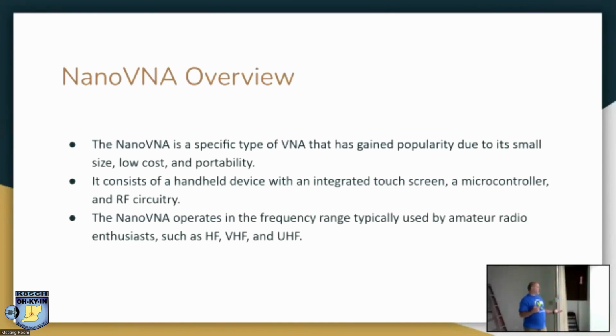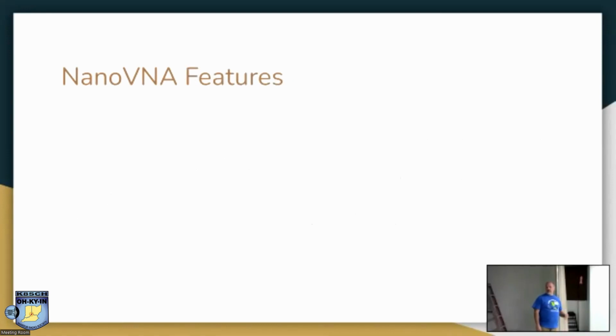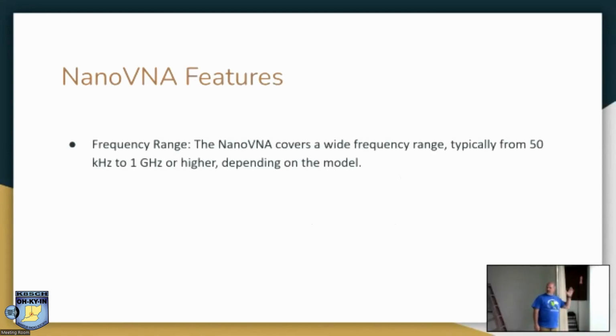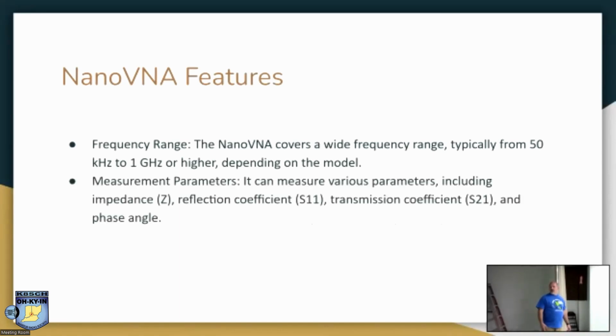Depending on the model, it'll go down to 10 kilohertz, it'll go up to 5 gigahertz, and all frequencies in between. So the features are frequency range. Mine is 10 kilohertz, I found out, and it goes up to 3. Depending on your model, you can get different versions that will have a different frequency range. Your measurement parameters: it can measure various parameters, including impedance, reflection coefficients, transmission coefficients, and the phase angle. Again, these are items as a ham radio operator you should be familiar with, at least these terms. When you actually start digging into this, you'll understand what's going on.